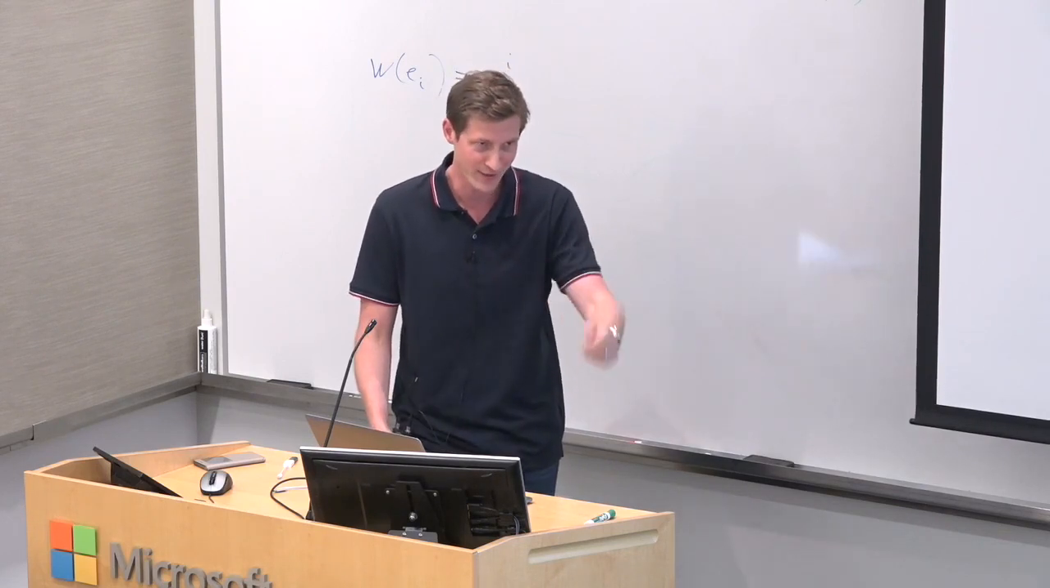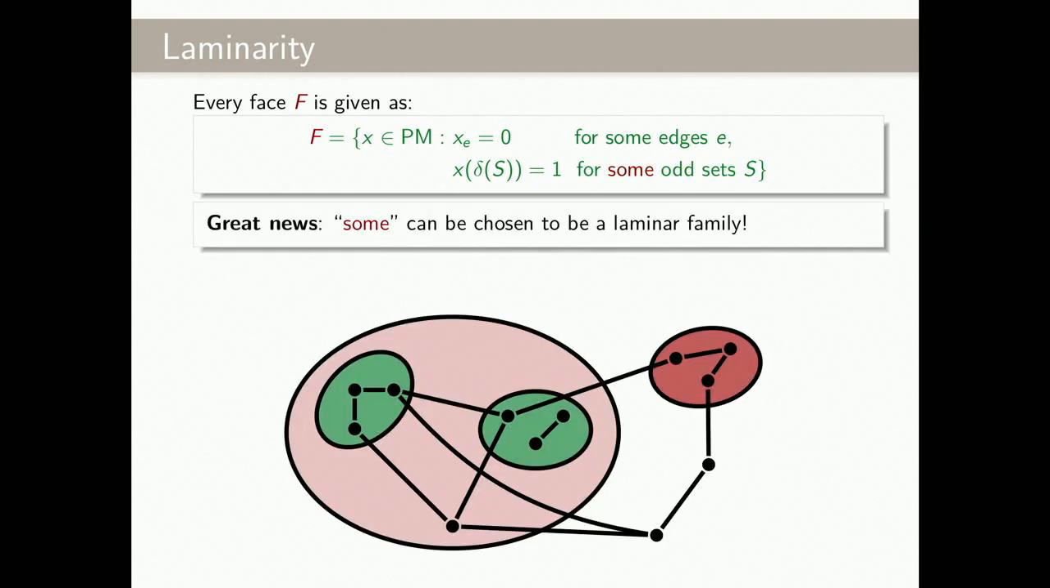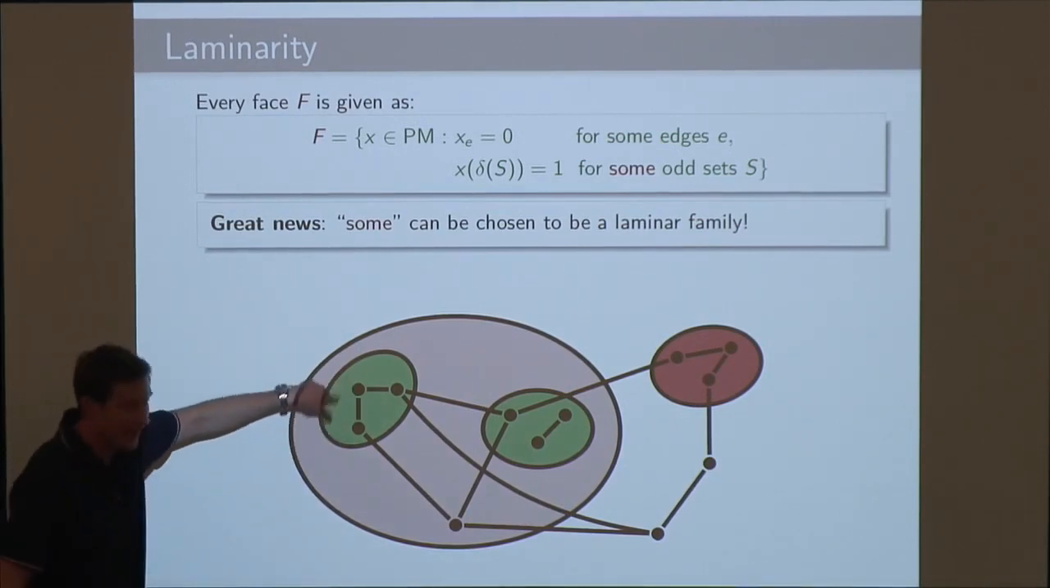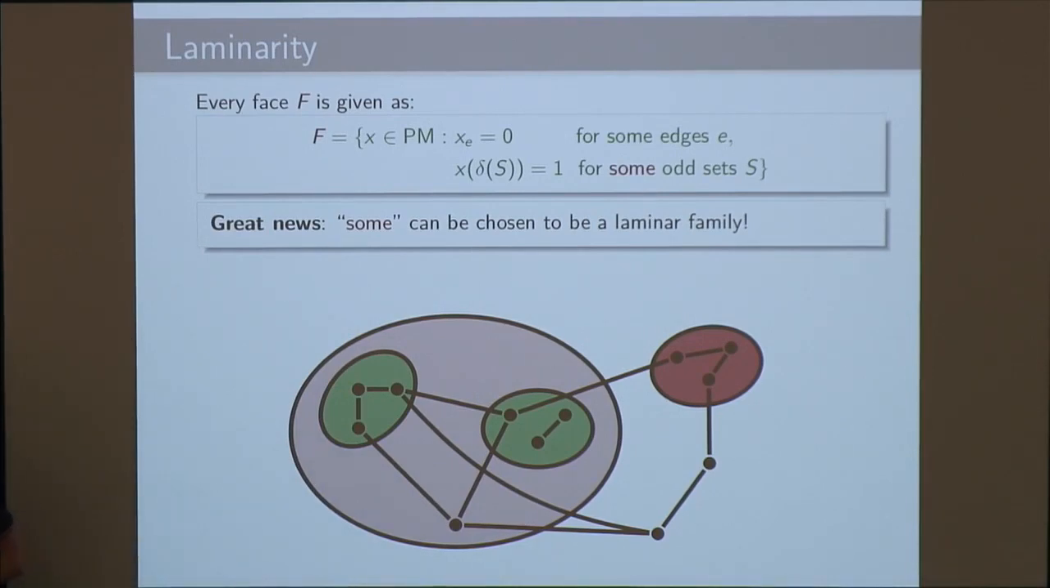This will go quick, just to give you a high-level idea. First of all, I told you that there are exponentially many constraints. Well, life is not that bad. Each face is described by a laminar family of tight sets. In fact, each face is described by at most 2n minus 1 tight sets. A laminar family is a set of tight sets where no two sets intersect non-trivially, so everything is a subset or disjoint.